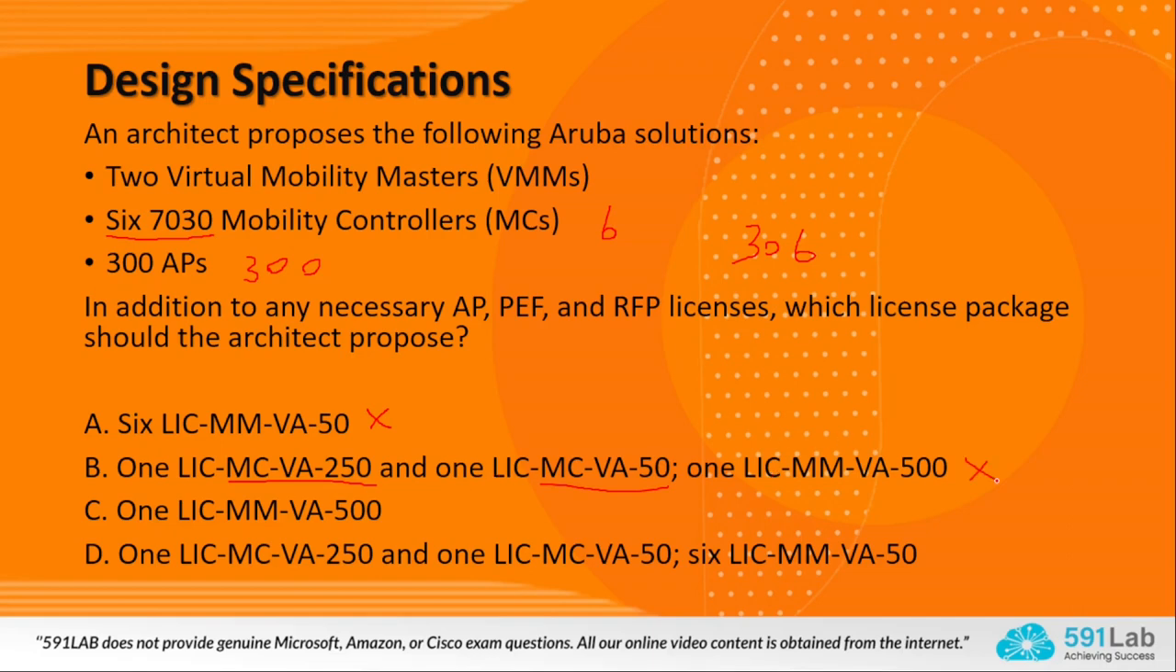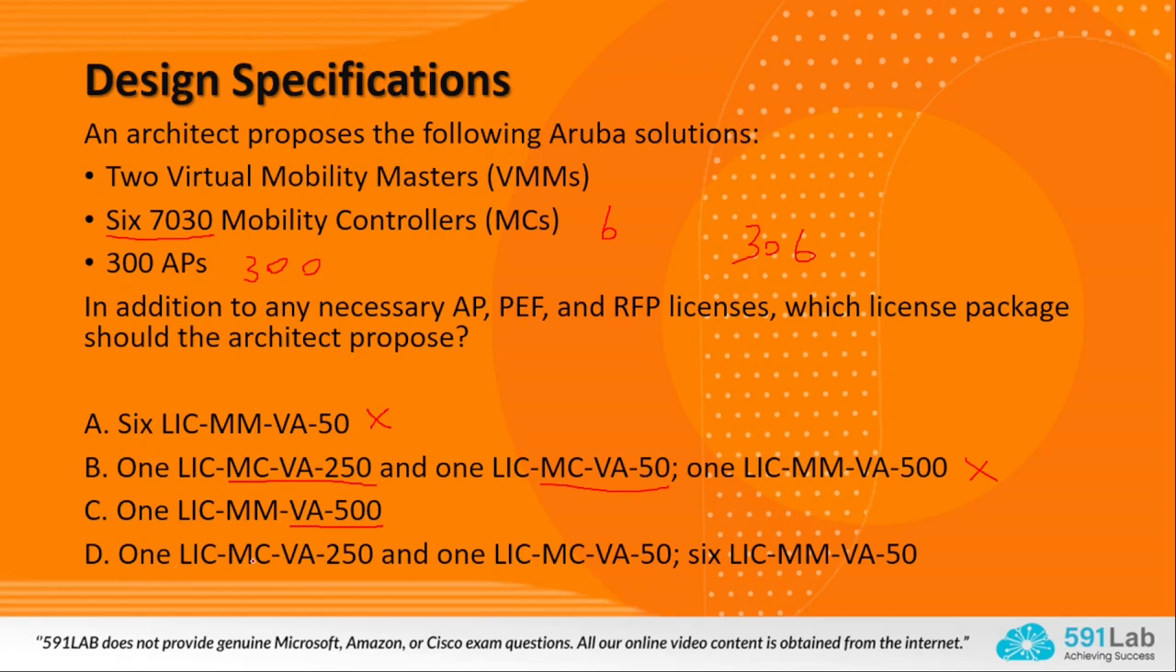Option C, 1 LIC MMVA 500. This supports up to 500 managed devices. This is for Mobility Master. This license supports up to 500 devices. So this looks correct. Let's check the last one.